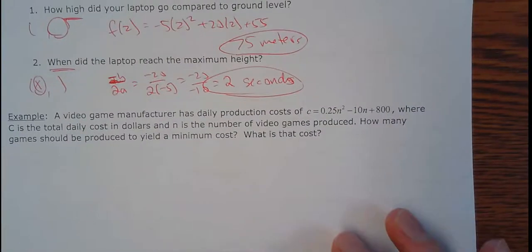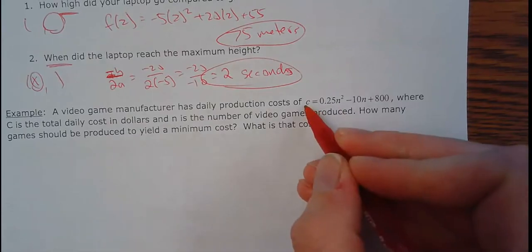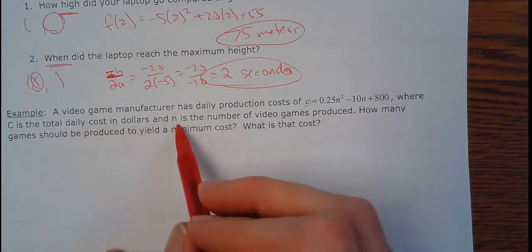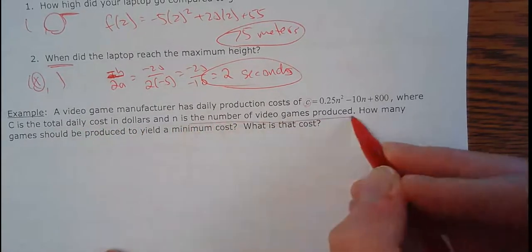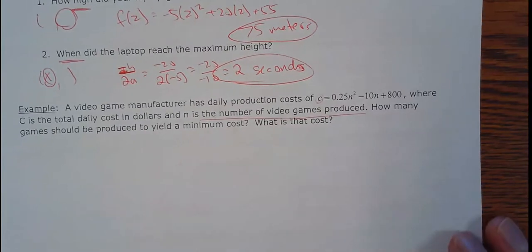And then the last one: a video game manufacturer has daily production costs of this much. So this is the cost, where C is the total daily cost in dollars, and N is the number of video games produced. This is just the cost to make them. This isn't the profit, this is how much it costs to make them. How many games should be produced to yield a minimum cost?